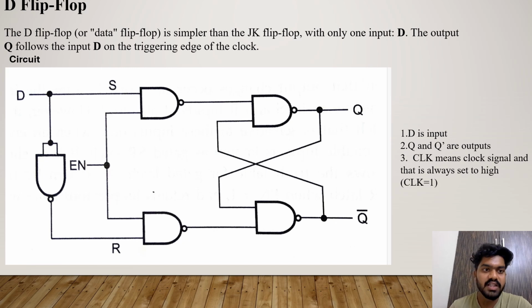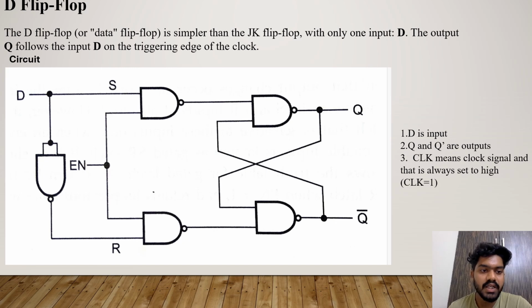Next is the D flip-flop, or data flip-flop. It is the same as the SR flip-flop or JK flip-flop, but the input is only D. Only one input will be provided, whereas as per the JK flip-flop, there will be 4 conditions: unchanged condition, reset condition, set condition, and toggle condition. But in the D flip-flop, we will be having only one input. Based on that, we will get only the reset condition and the set condition.